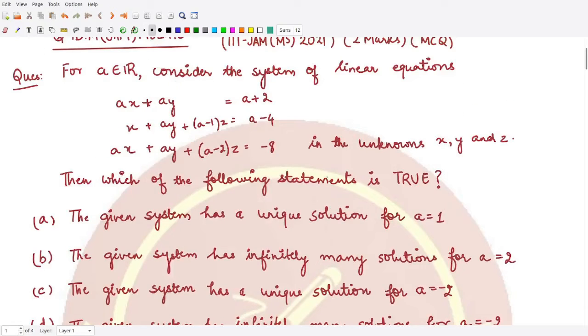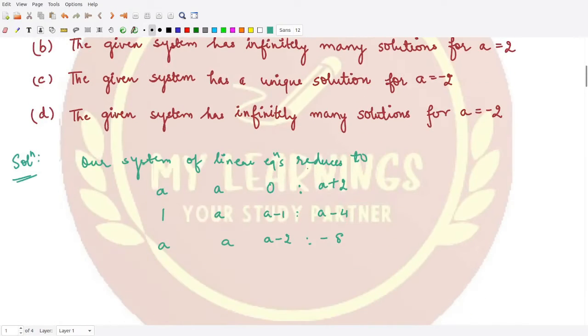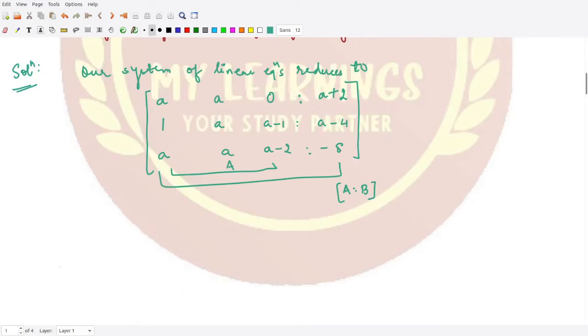So this is the given system, and we have written it in matrix form, where this part corresponds to your matrix A, the coefficient matrix, and the whole of this corresponds to the augmented matrix A colon B. After writing it, now we want to convert this system into the corresponding echelon form.